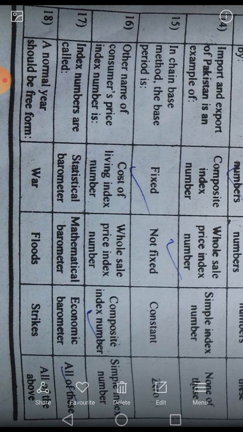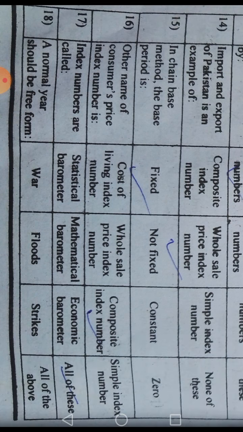Another name for the consumer price index number is the cost of living index number. A normal year should be free from all of the above.